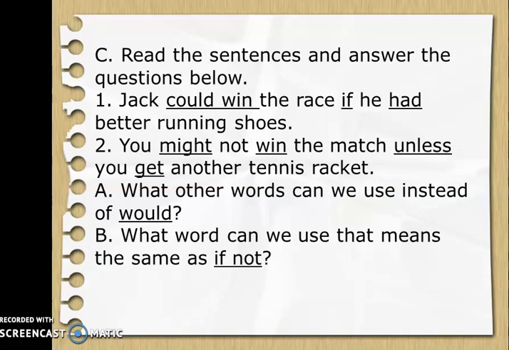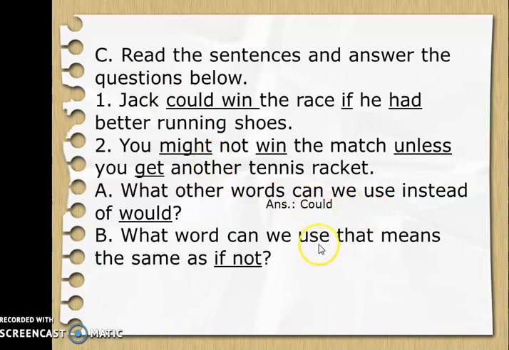Read the sentences and answer the questions below. Jack could win the race if he had better running shoes. You might not win the match unless you get another tennis racket. Let's look at A and B. What other words can we use instead of would? Did you notice the underline? Could, might. So what will be the answer? The answer is either could or might. There are two answers, yeah?